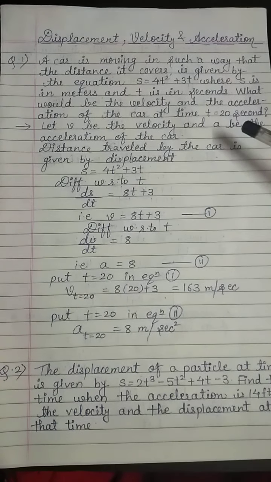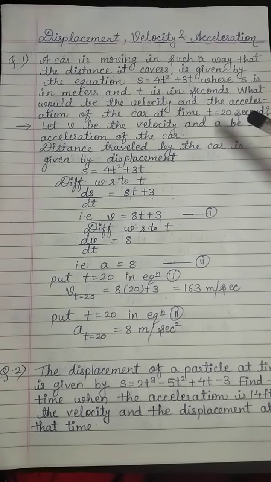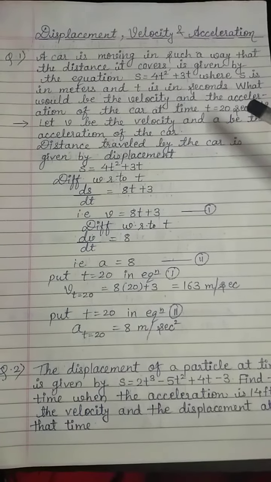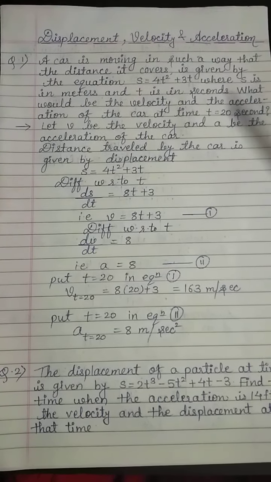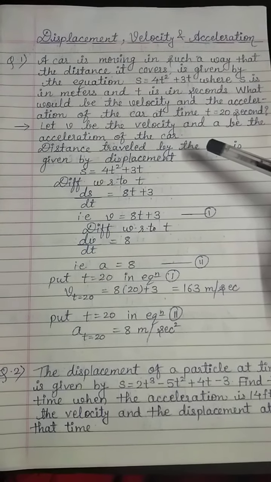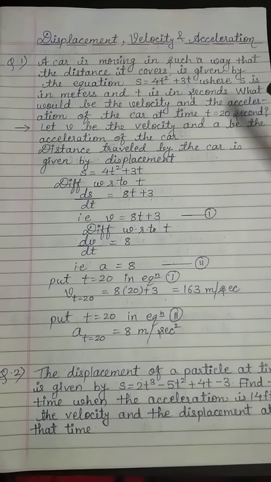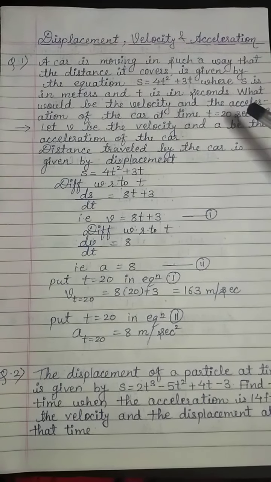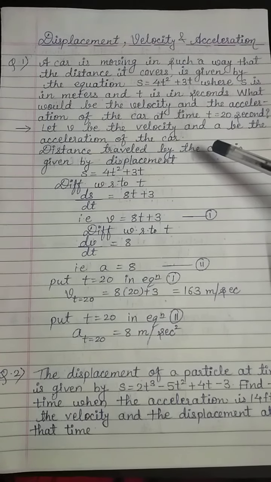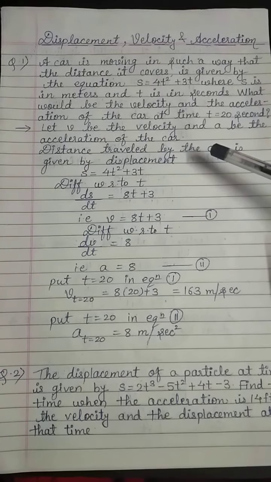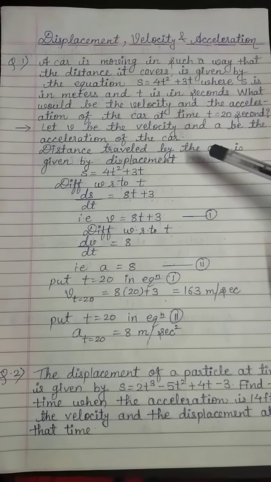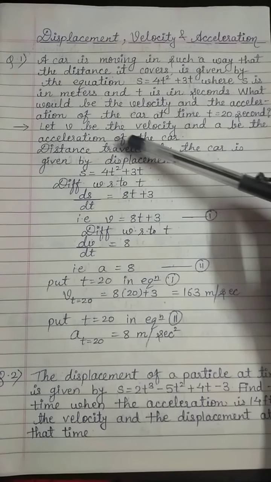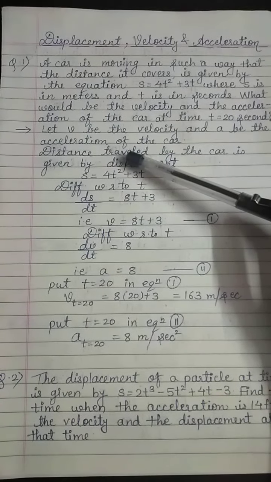Now, suppose we consider s as the displacement, then velocity is denoted by v and acceleration is denoted by a. Now velocity is nothing but rate of change of displacement, means we can say that ds/dt is nothing but velocity. And acceleration is rate of change of velocity. That means dv/dt is nothing but the acceleration. Now here let v be the velocity and a be the acceleration.